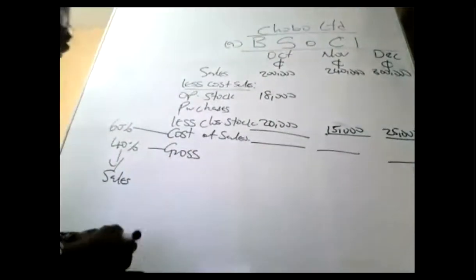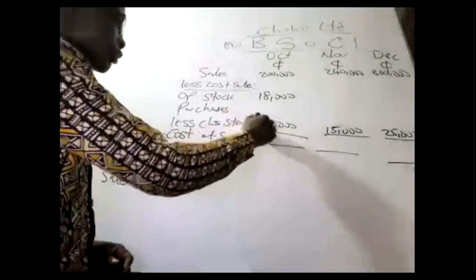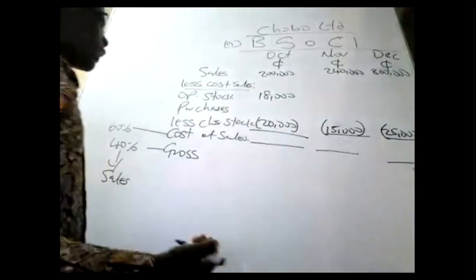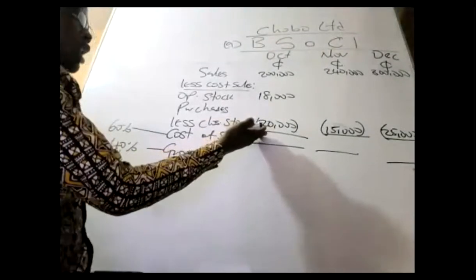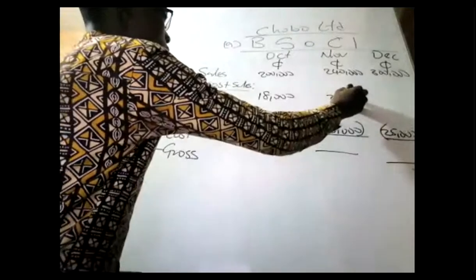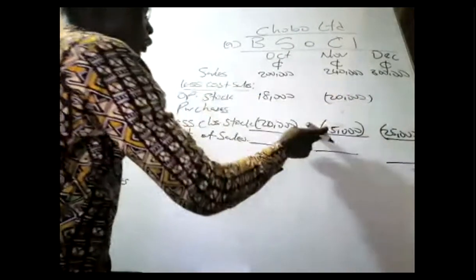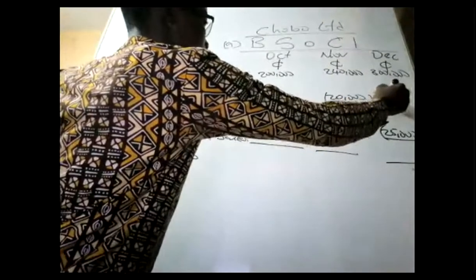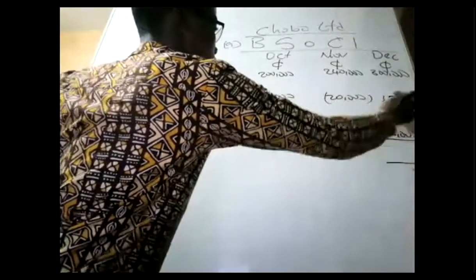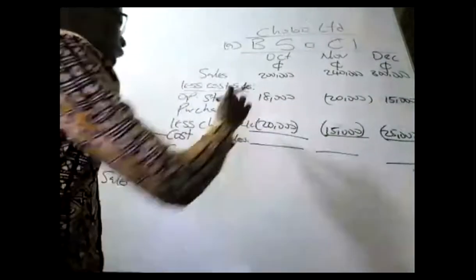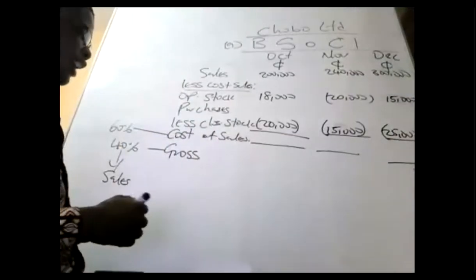Okay. Now the closing inventory must subtract, so put this in brackets. Don't forget that closing inventory for October becomes opening for November. So it should be 20,000. Closing for November should be opening for December, that will be 15,000. But let's do something in here. So look at the purchases, it will be a balancing figure.